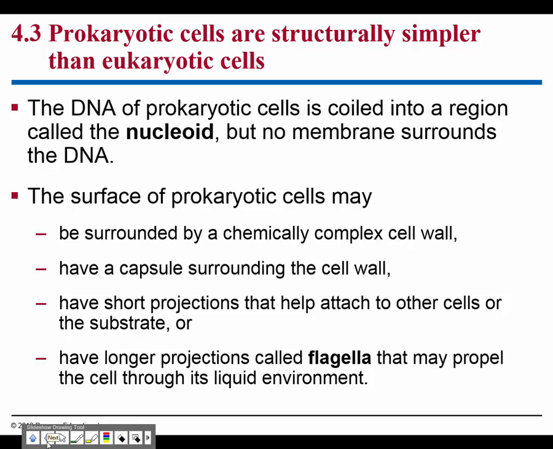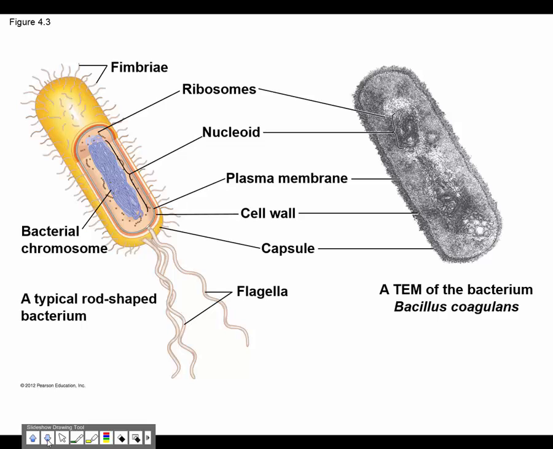Some have a capsule, which allows things like anthrax to survive for a very, very long time in inhospitable environments. Some have short projections to help attach or do cell communication, or have longer projections that help it move. All those things can be on the cell.